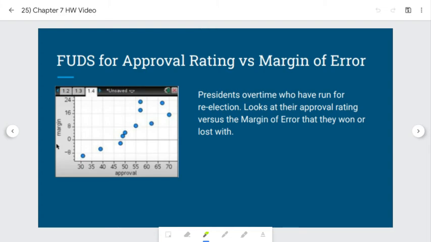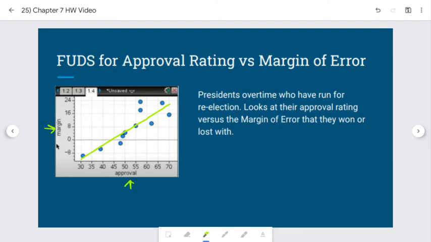In the next one, we're just going to FUDS it again. This time it's for approval rating versus the margin of error. What I mean by that is presidents over time who have run for re-election. We're looking at the approval rating versus the margin by which they won or lost. In here, our data is not as strong as we saw the last time. We can see that it's still following a linear pattern. It's not really too curved. It's not as nice as before, but we can get a line in there that's close to most of our data. So when we're talking about this, we can look at our approval versus our margin, and we can see that on there.